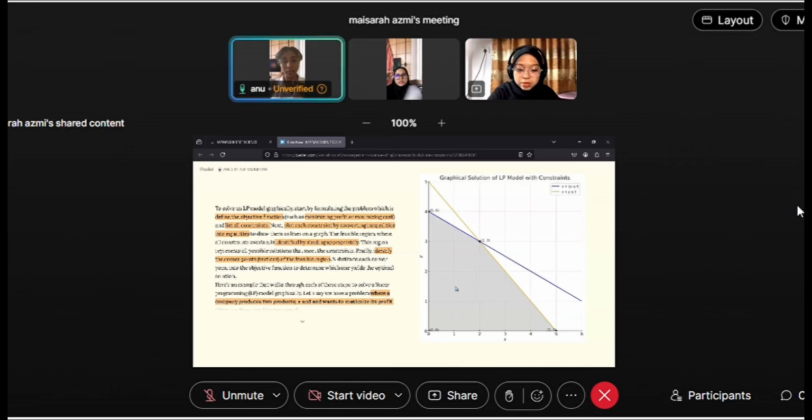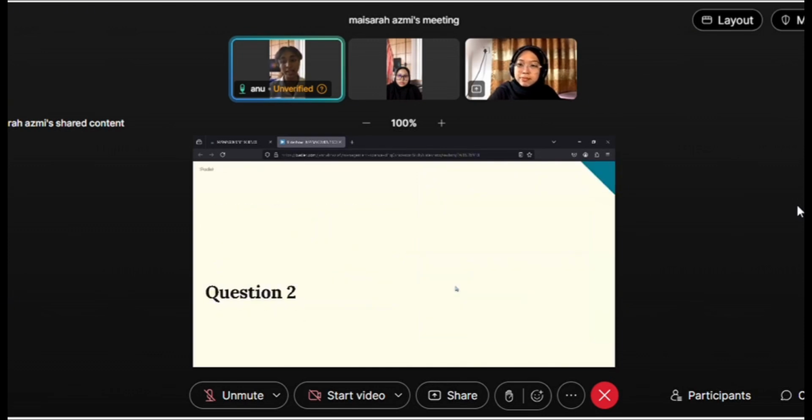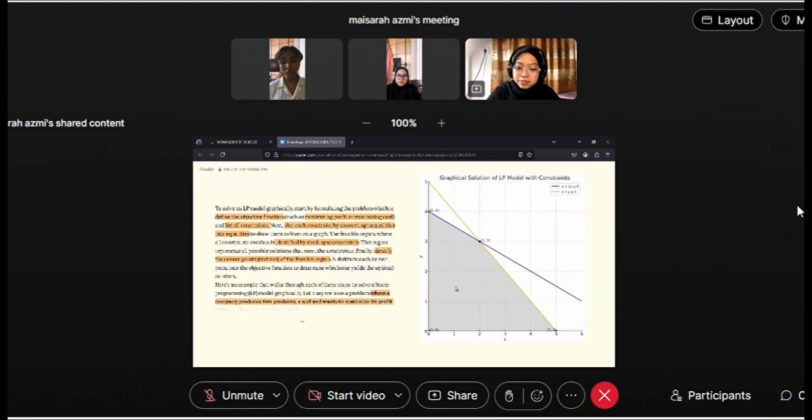So now that we have the corner points, let's evaluate the profit at each point. First, we substitute each point into P equals 3x plus 4y. The first point is 0 and 0, so P will be 0. The second point is 5 and 0, so P will be 15. The third point is 0 and 4, so P will be 16. And for the fourth point, 2 and 3, P equals 18. So the maximum profit of 18 occurs at 2, 3.